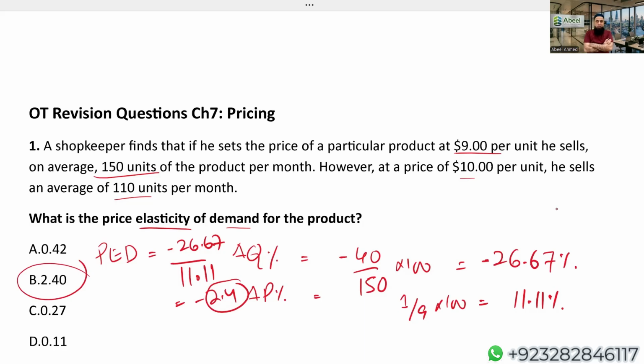So simply, how do we calculate PED? It's very simple. You just need to find out two things. One is percentage change in quantity demanded, and the second is divided by percentage change in prices. So it's very easy. The main thing is, in the final answer, actually, we ignore that negative sign. So that is all about a question on pricing from Study Hub.